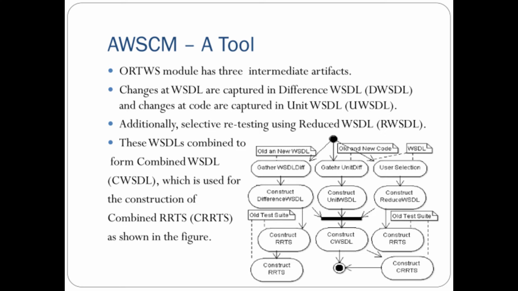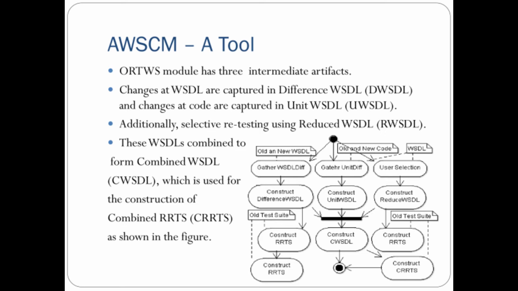So the construct module for RRTS is used for constructing the combined reduced regression test suite from the old test suite, and thus we get all these outputs. We get different WSDLs, for example difference WSDL, unit WSDL, and reduced WSDL, and we get several kinds of reduced regression test suite. Additionally, we get the combined reduced regression test suite, and these are all the procedures and functions that this AWSCM code tool does. So ORTWS has three intermediate artifacts.